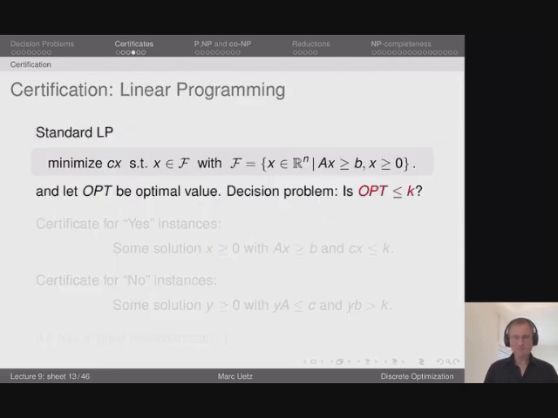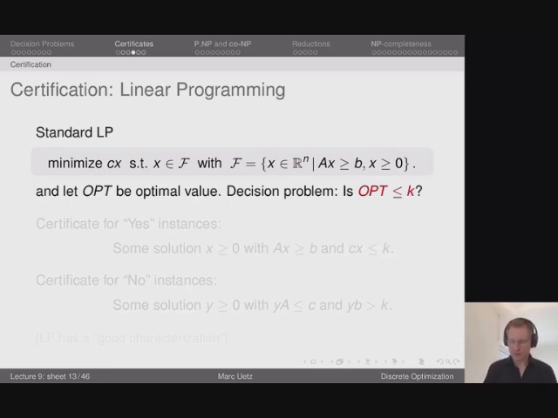So next problem, just general linear programming. And I think it's already clear what is going to happen. So if we consider a standard LP, say a minimization problem here, minimize a linear function, and here's a feasibility region defined by these constraints, Ax ≥ b and x non-negative. Then the corresponding decision problem would be, is the optimum solution at most k, right?